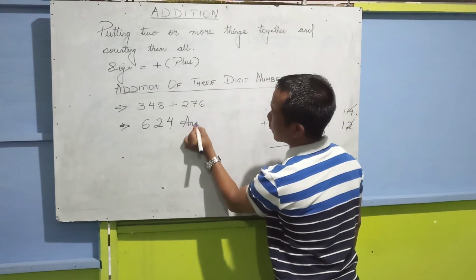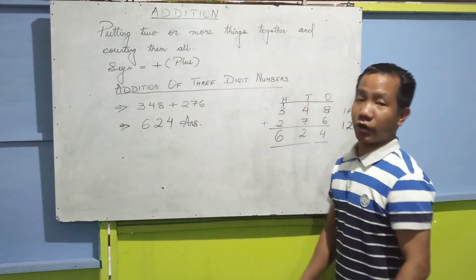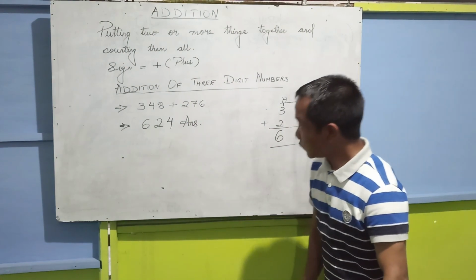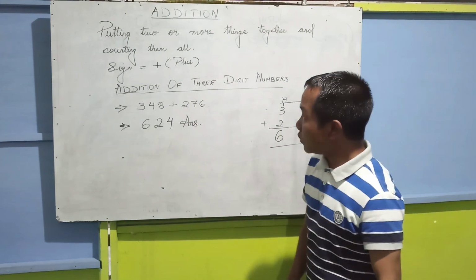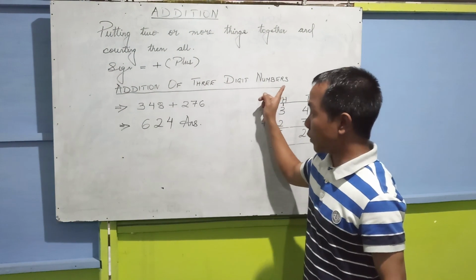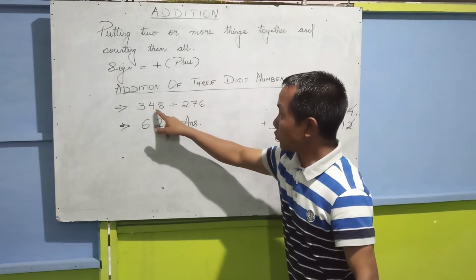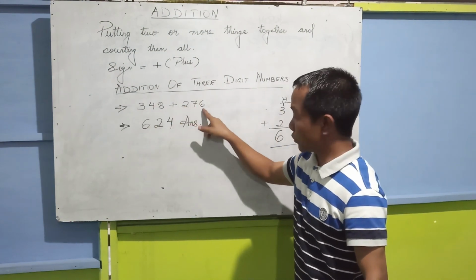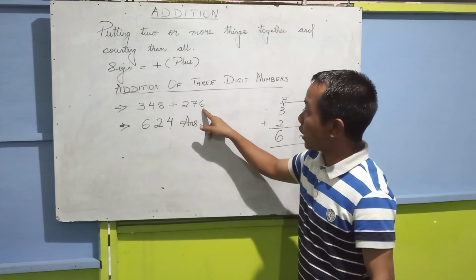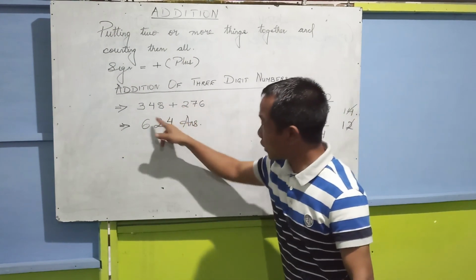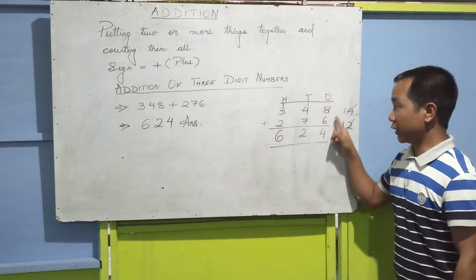624. This is our final answer. So I hope you understand this one. That is simple. Addition of 3-digit number. 1, 2, 3. 3-digit. 1, 2, 3. 3-digit. And when we are going to add these numbers, first we need to arrange like this first.